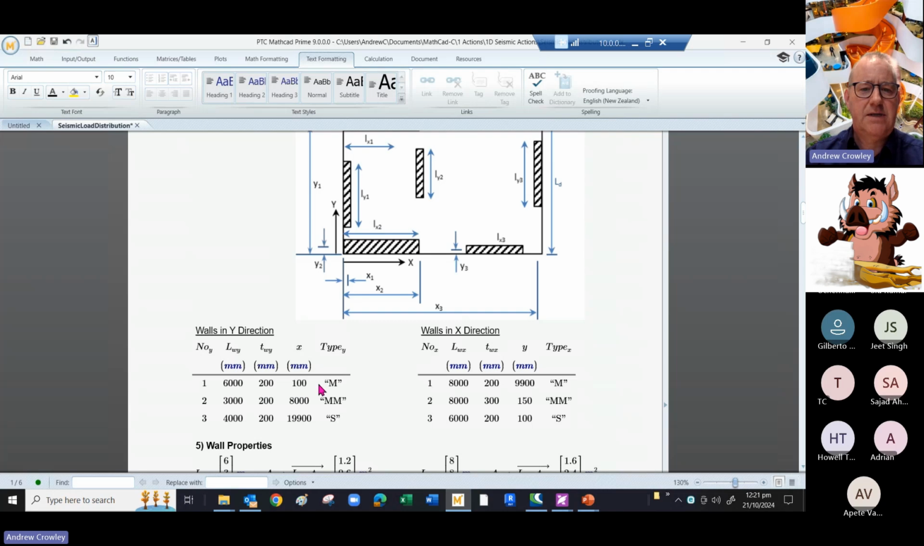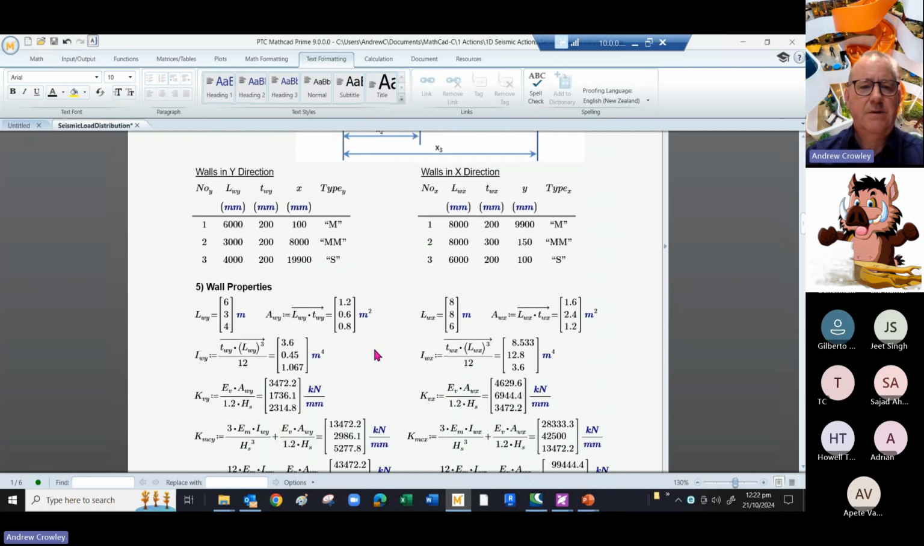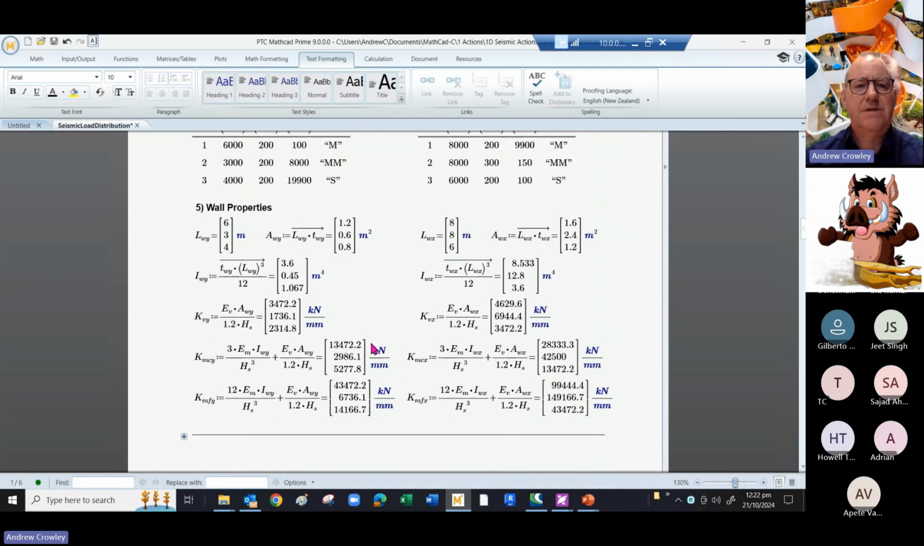And it's telling us here that it's basically a cantilever wall. It's got a moment out at the base. The next wall has got moment top and bottom, and the third wall is a simple shear wall. So we then work out the wall properties from that.